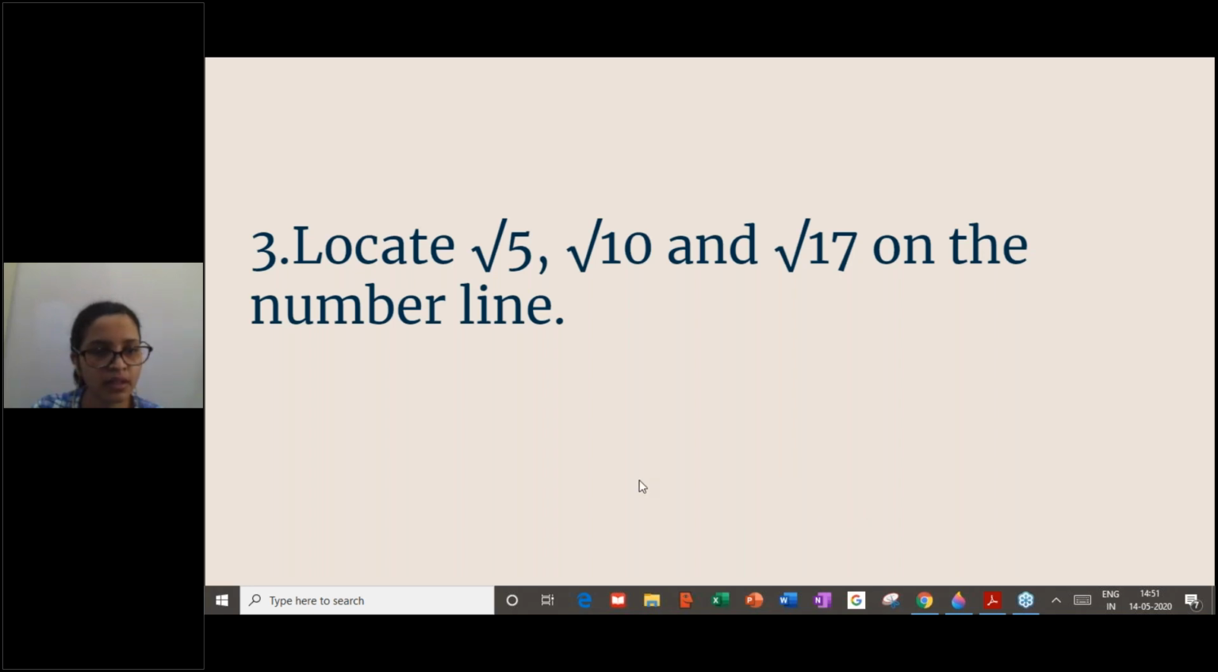Rational numbers, Anirban. Rational numbers between 0.75 and 0.8. I hope you're working on this question. I am waiting to see your answers on WhatsApp. I want just the number line. So what will be the combination for root 5? Let's see.